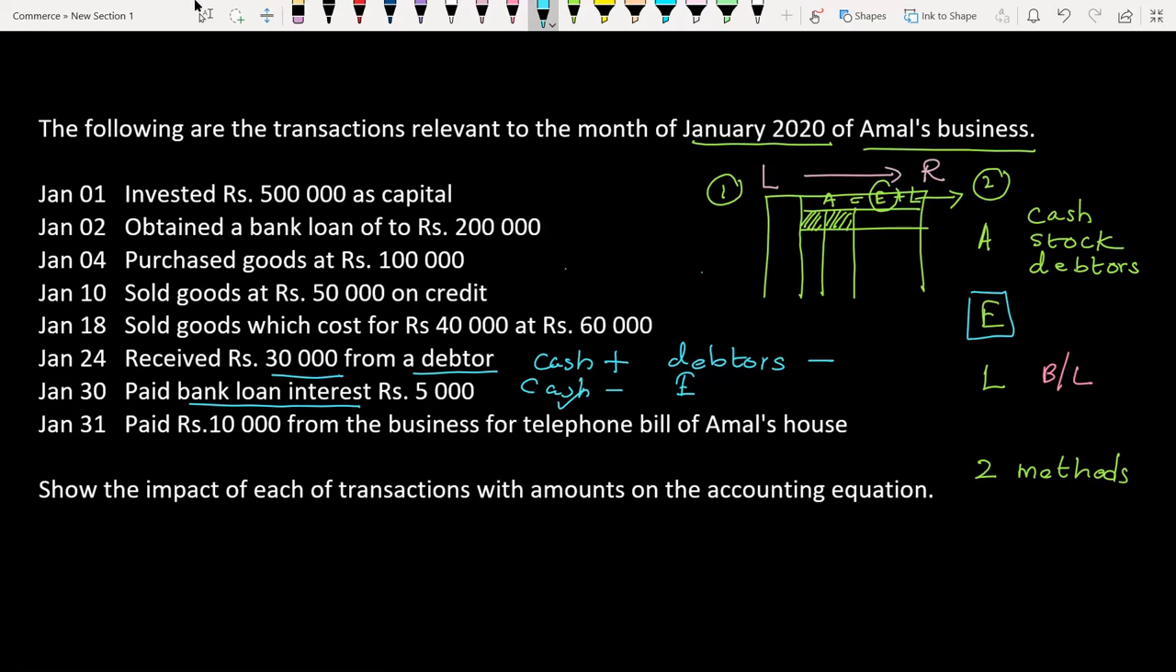Then the last transaction is paid 10,000 from the business for the telephone bill of Amar's house. Now what is this transaction? This is a cash drawing. Amar is the owner of this business and he withdraws cash for his personal use.